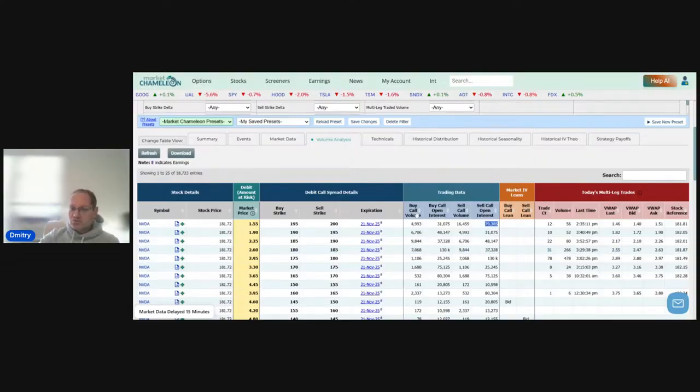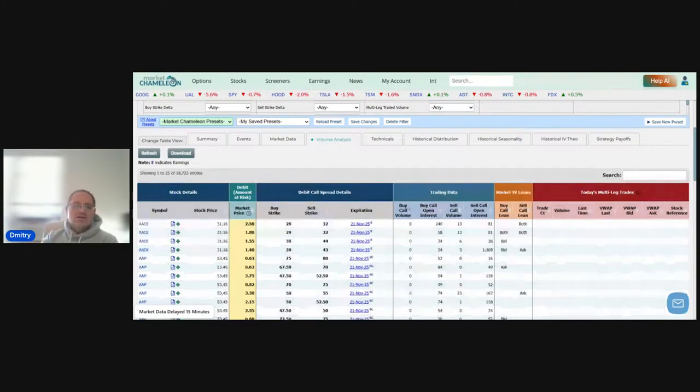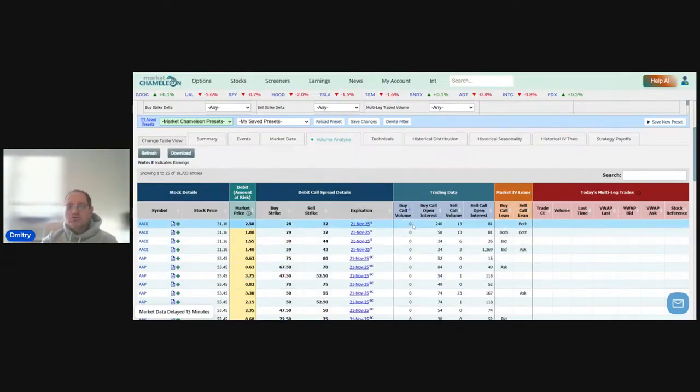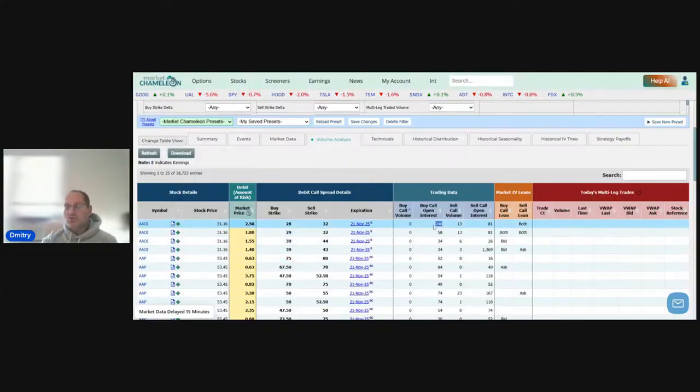If I sort it, you could see not every name happens to be very busy. This is sorted by market cap, but if we sort by any one of these columns, like over here, here you see AAOI, and here's a spread that we're looking at, but it had 0 volume on the day in this option. It only has 240 contracts open interest.